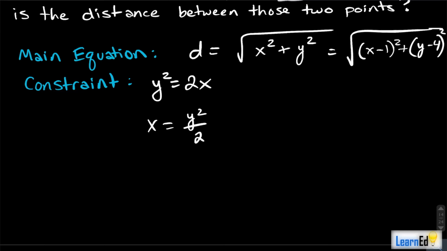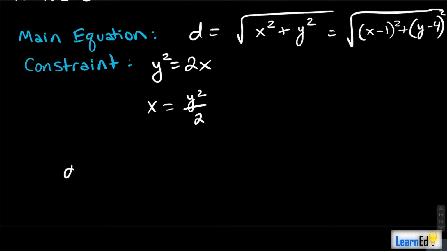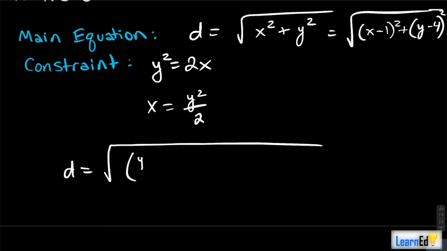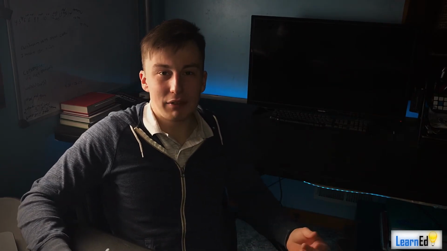Okay? If x equals y squared over 2, then we plug into our main equation, and we get y squared over 2 minus 1 squared plus y minus 4 squared. Okay, and distributing that out, we get the square root of, and you know what? We have this square root here, and it's kind of nasty to have to deal with all this. We don't have to include the square root. And here's why I'm saying that.